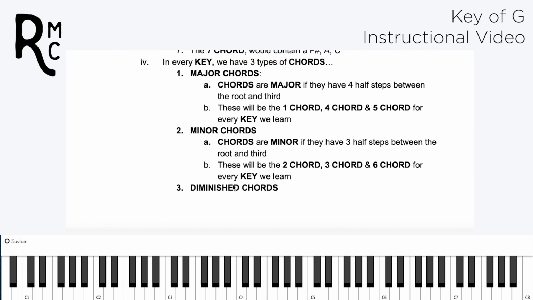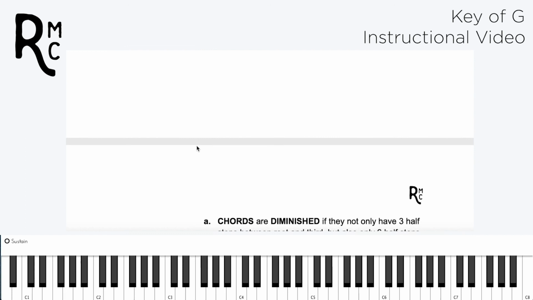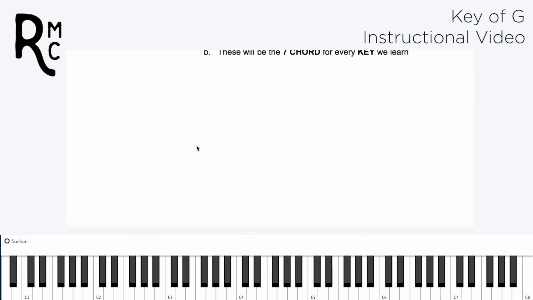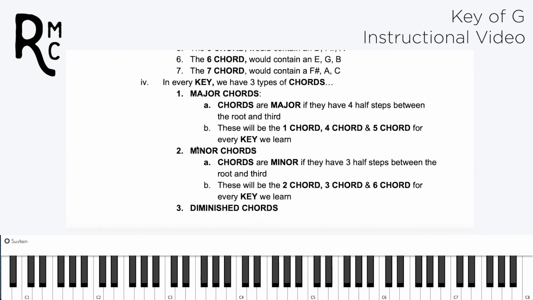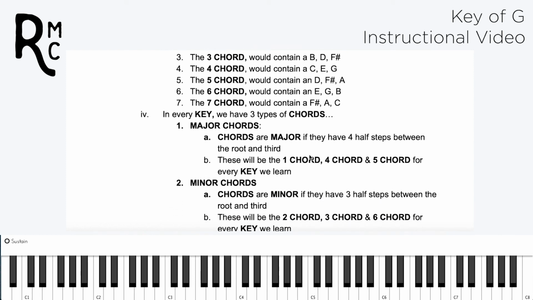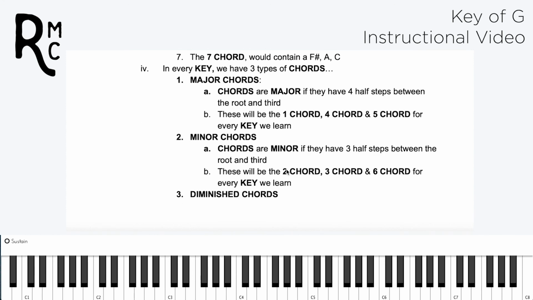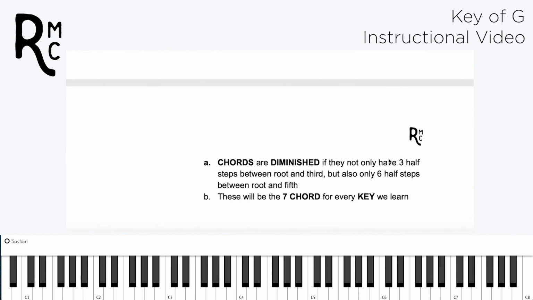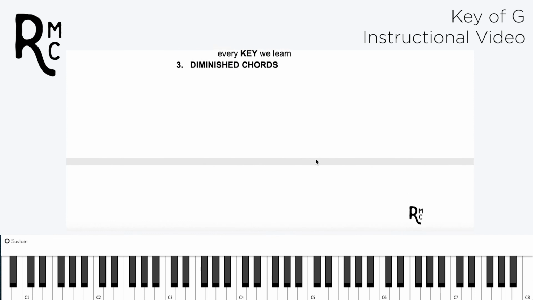So we now know the difference in the relationship between major chords, minor chords, and diminished chords. And just remember that in every major key, our major chords are our 1 chord, 4 chord, and our 5 chord. Our minor chords are our 2 chord, 3 chord, and 6 chord. And our diminished chord is only our 7th.